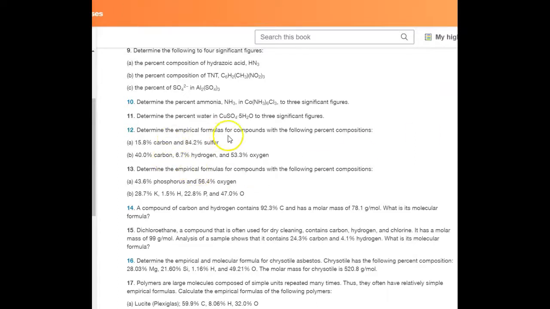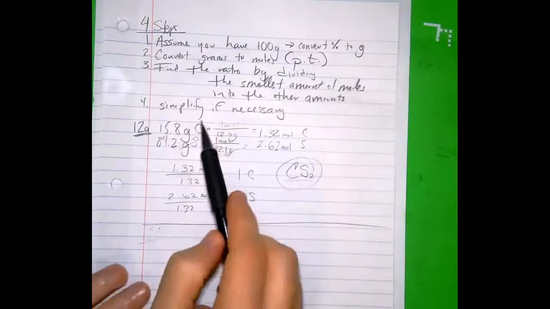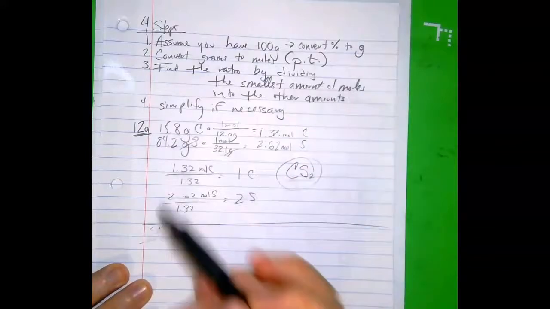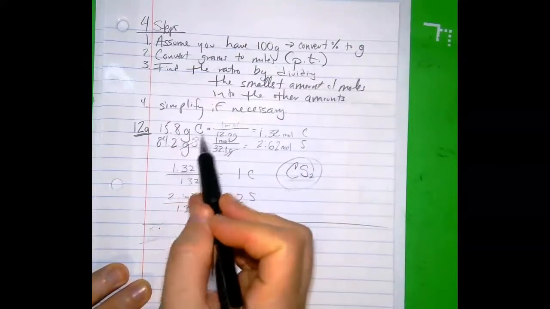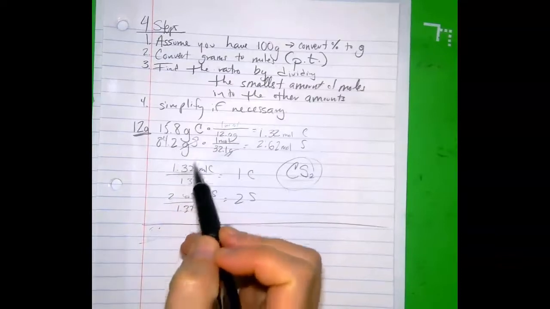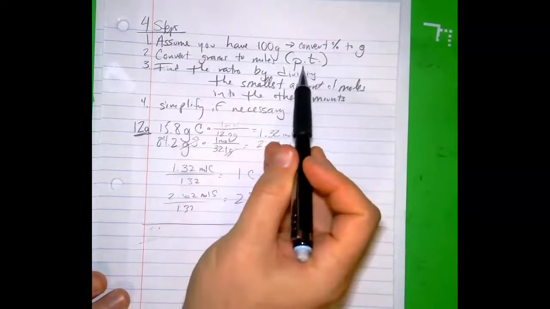So let's look at the steps. It says determine the empirical formula. You have 15.8% carbon and 84.2% sulfur. Assume you have 100 grams. Therefore, you would just convert the percentage to grams, which I did here. I said 15.8 grams of carbon, 84.2 grams of sulfur. Convert grams to moles using the periodic table.